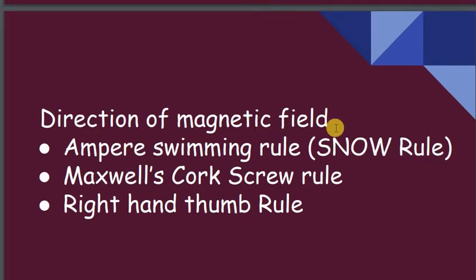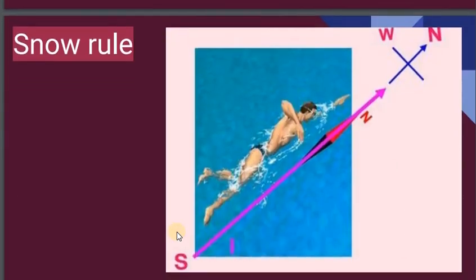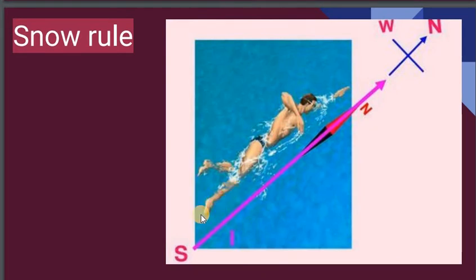Now we'll see the direction of the magnetic field. We can find the direction by using any of these laws. First we'll see Ampere's swimming rule or SNOW rule. Imagine a person is swimming from south to north direction facing the magnetic needle, and the current is moving from south to north. Then the magnetic needle will deflect towards his left. That means it will deflect towards the west direction.